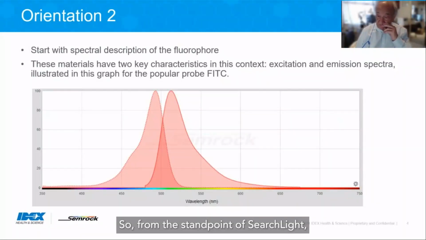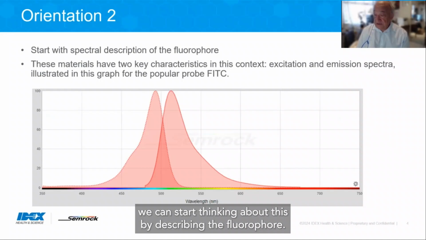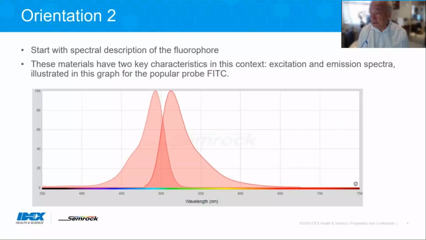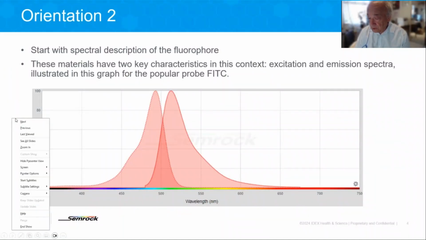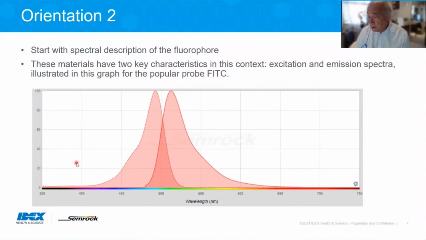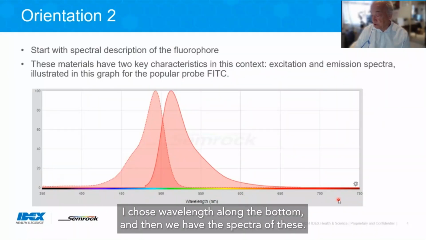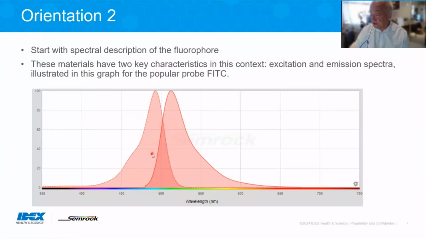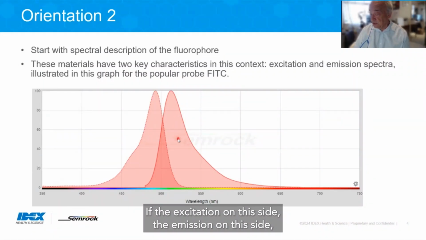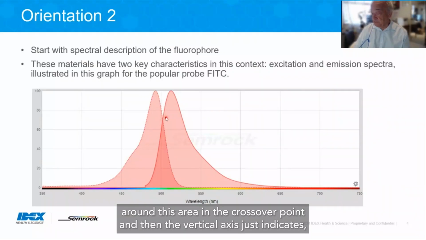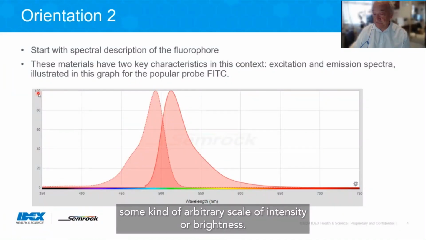So from the standpoint of SearchLight, we can start thinking about this by describing the fluorophore. That is the starting point in any kind of analysis with SearchLight. And that's indicated in a graph here. This is a typical SearchLight type graph. It shows wavelength along the bottom, and then we have the spectra of these, the excitation on this side, the emission on this side, with a somewhat symmetric behavior around this area of the crossover point, and then the vertical axis just indicates some kind of arbitrary scale of intensity or brightness.